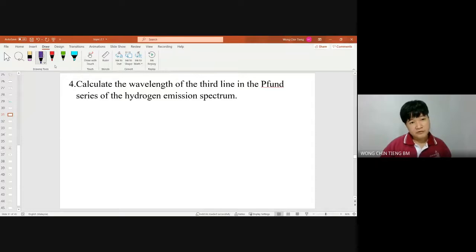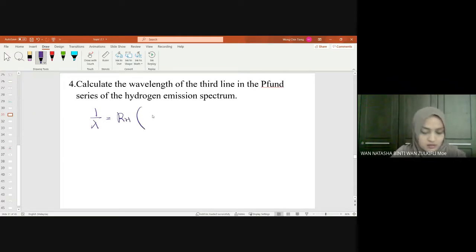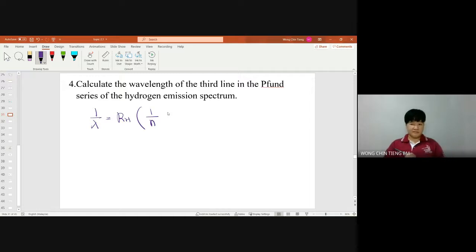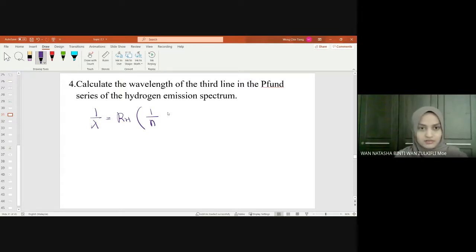Question 4. Which formula are we using? Natasha? 1 over lambda equals RH times 1 over n1 squared minus 1 over n2 squared, where n1 is smaller than n2.